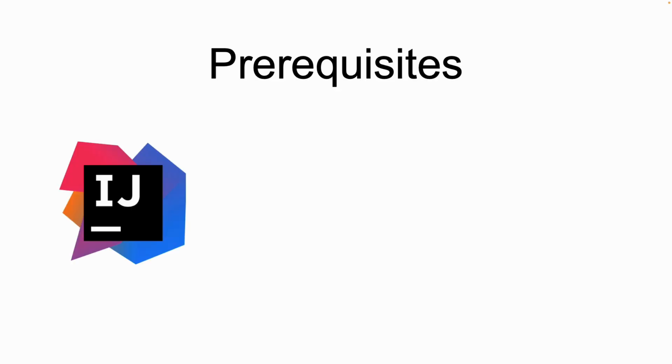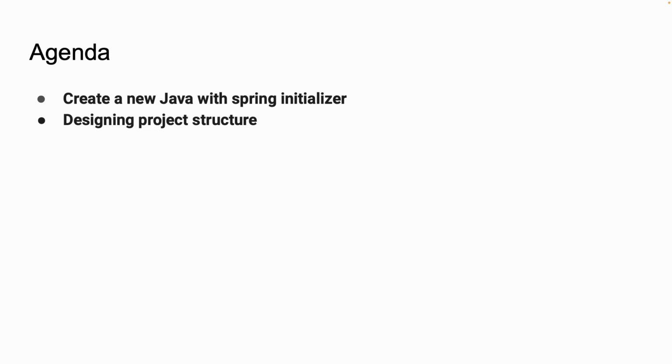Before we get into it, we need some prerequisites, and for this step we will need IntelliJ. What are we covering during this step? We need to create our boilerplate or our initial framework using Spring Boot Initializer. We will design our project structure and create folders to organize our code and files.